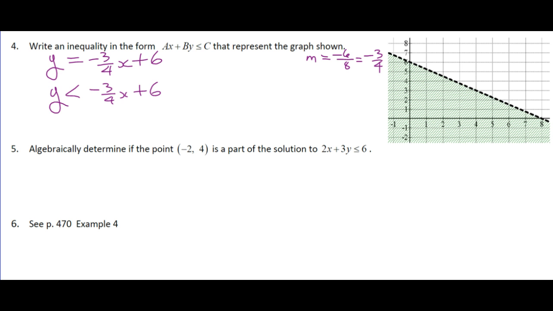Okay, now we got to write it so that it's ax plus by is less than or equal to. I don't think they meant less than or equal to, right? It's got to be less than, but whatever. Okay, so first step, what should I do to get this in the ax plus by form? Times by 4, so we get rid of the denominator, right? So we have 4y is less than negative 3x plus 24. Good, because that's the mistake you guys will make. So I'm making it for you now so you won't have to. I'm saving you the trouble of making that mistake on the test.